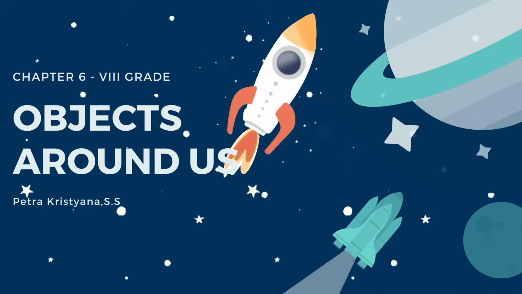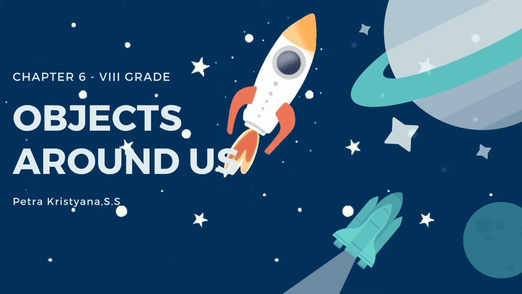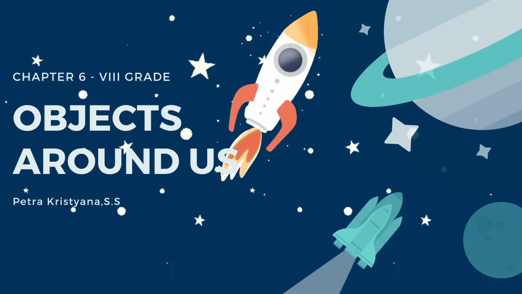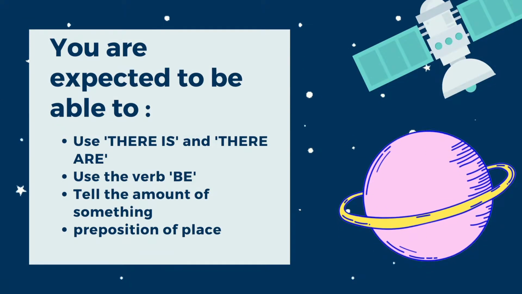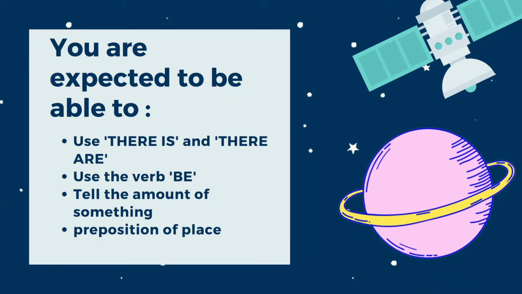So today it is the last chapter in this semester. It is chapter 6. Okay, so we can start learning this chapter. So on chapter 6, the title is Objects Around Us.